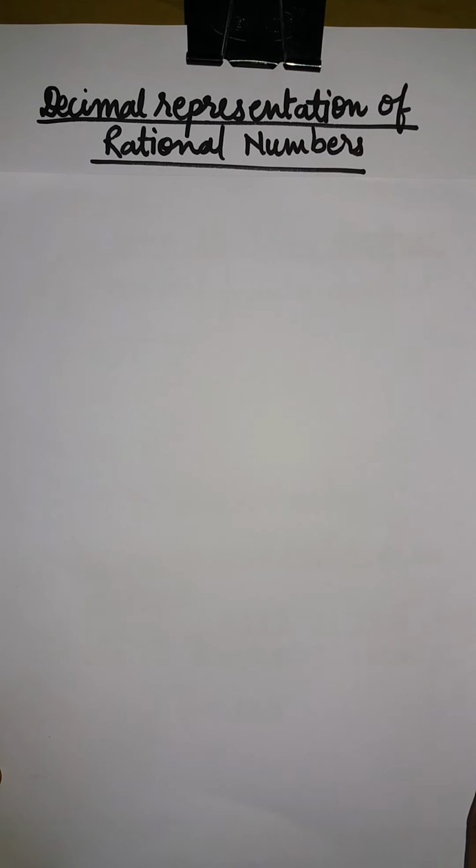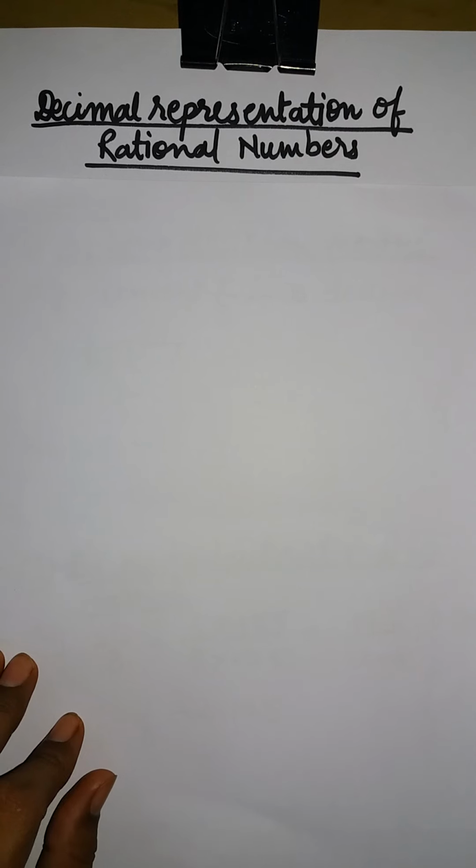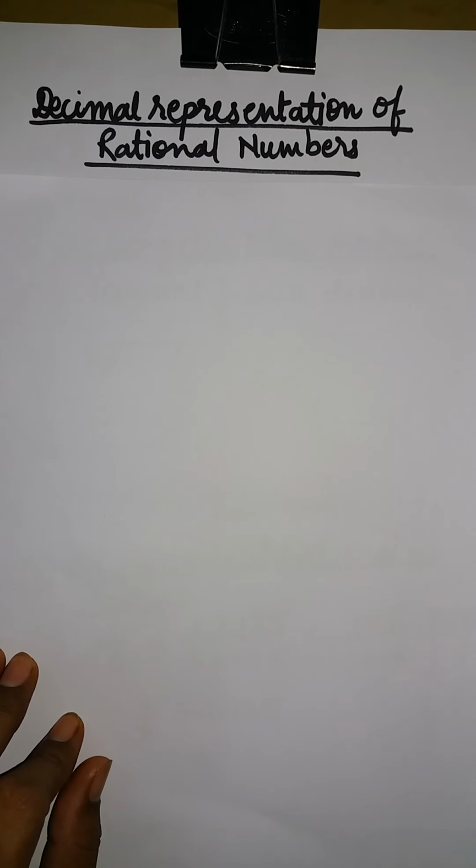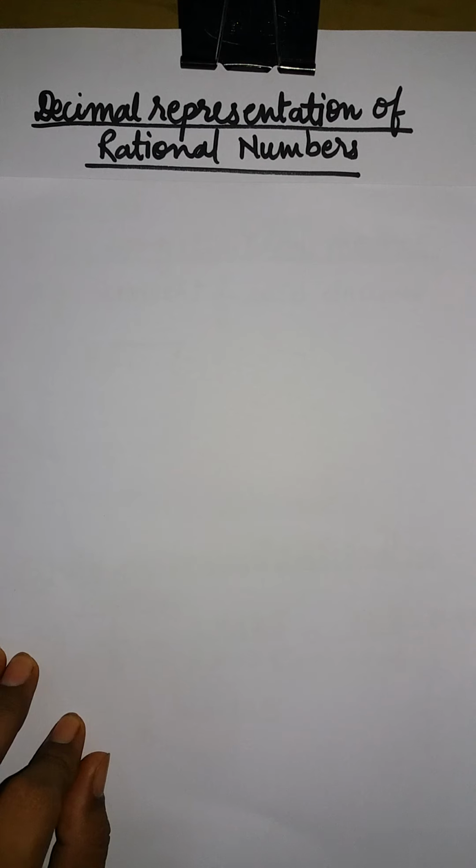Hello everyone. Today we will learn about conversion of rational numbers into decimals and decimal numbers into rational numbers. So let us start with decimal representation of rational numbers. We know that fractions can be expressed as decimals. We also know that fractions are rational numbers. Here we shall learn how to express rational numbers as decimals and vice versa.